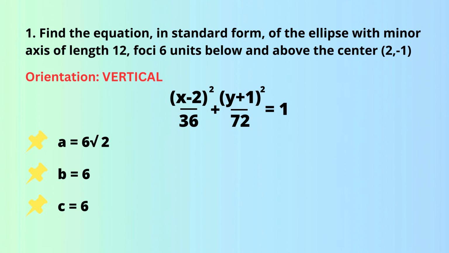We can now just substitute this to a squared in the equation as is. So our equation, in standard form, is x minus 2 squared over 36 plus y plus 1 squared over 72 equals 1.